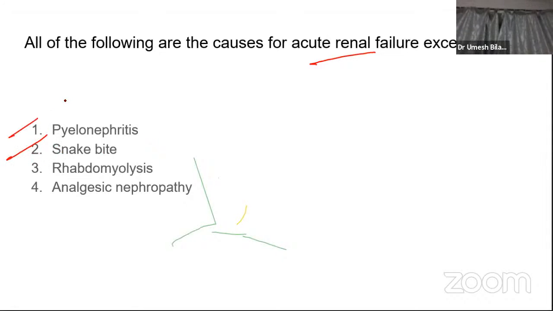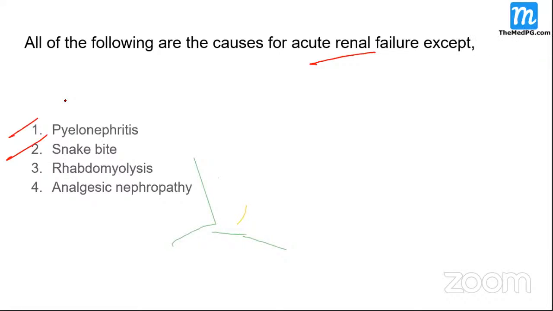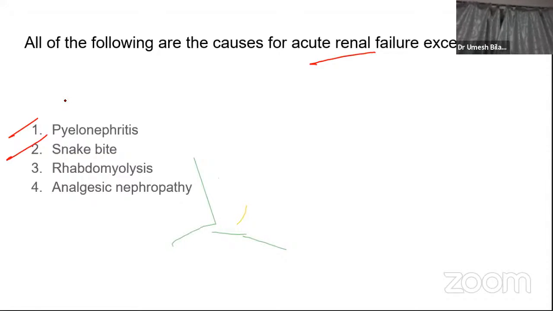And pyelonephritis, can it cause acute renal failure? No, sir. Chronic, sir. Why not? Pyelonephritis cannot develop fast. It should be chronic only. It can develop acute. Rhabdomyolysis can also be acute.